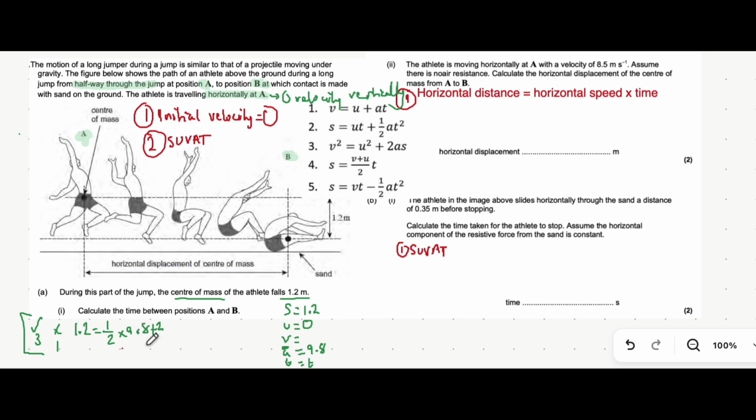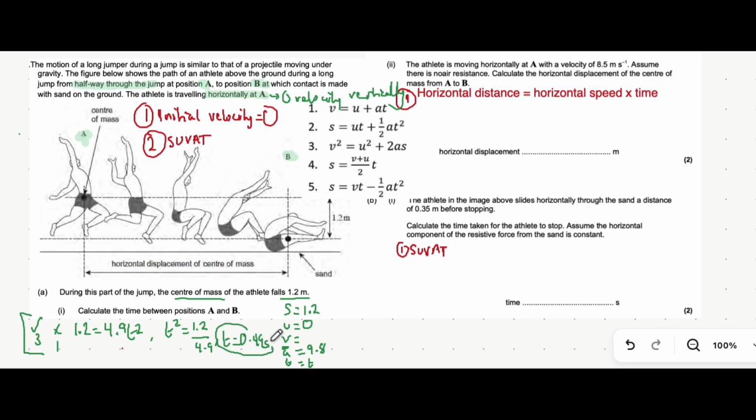We can simplify this further straight away because a half times 9.8 is 4.9. By the way, you could have used 9.81. Either one of those is fine. From here, you divide both sides by 4.9 to get that T squared is 1.2 over 4.9. And then square rooting both sides, you'll get the value of T. I don't have much space, so I'm just going to type that into my calculator, and you'll get that it's 0.49 seconds.